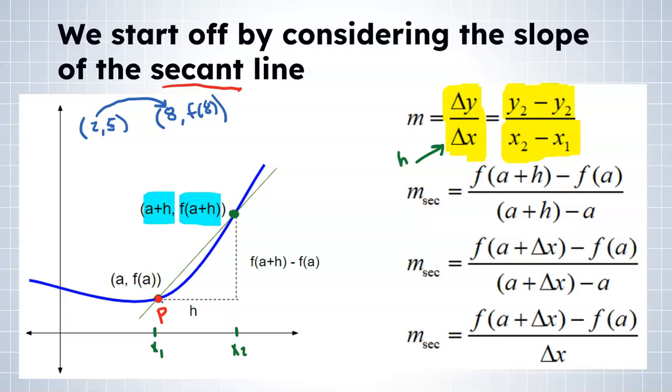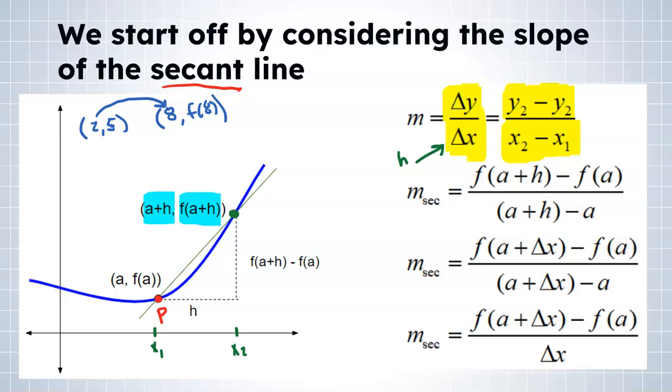You have one point, (a, f of a). You have a second point, h units over. That's my change in x. And that second point is (a plus h, f of a plus h). And again, how do you find slope? Well, change of x over change of y.